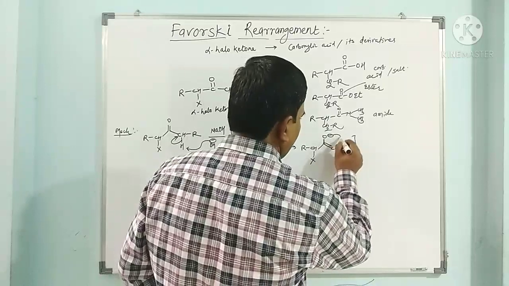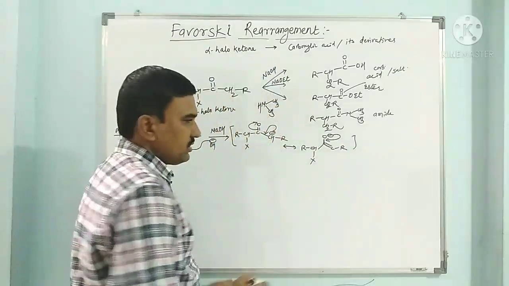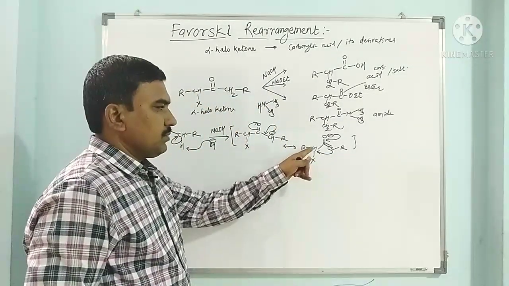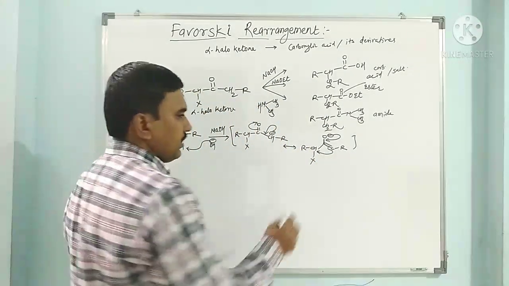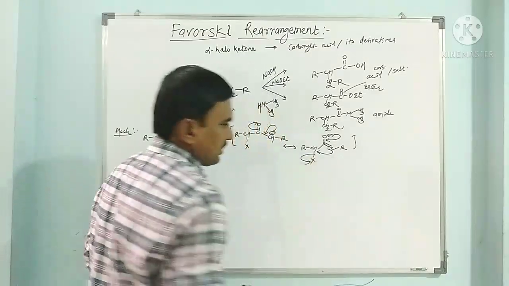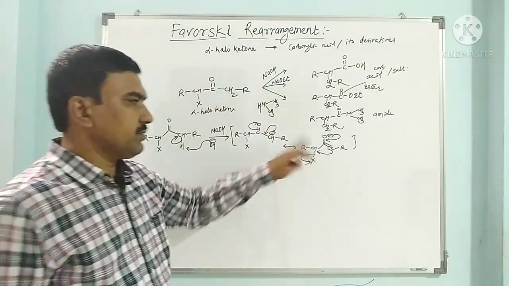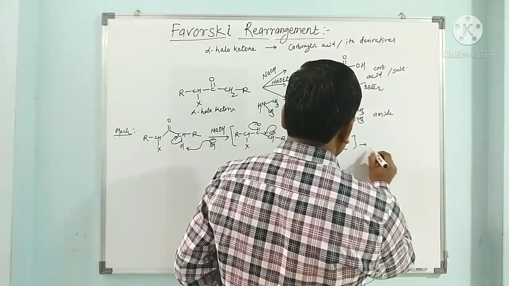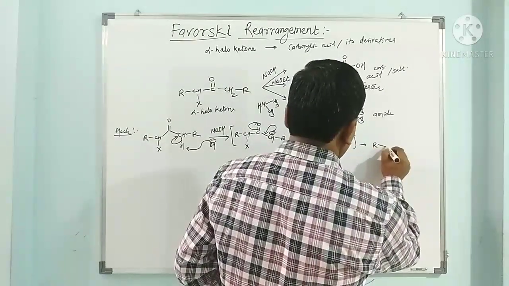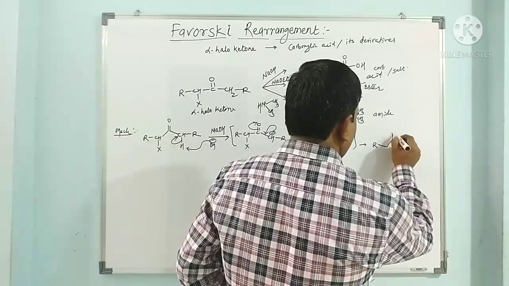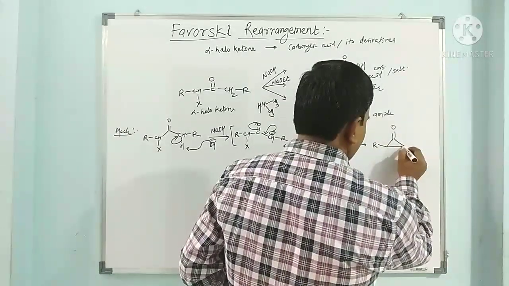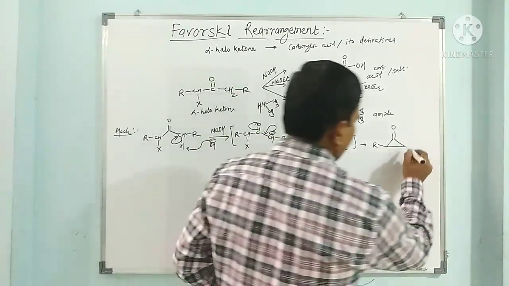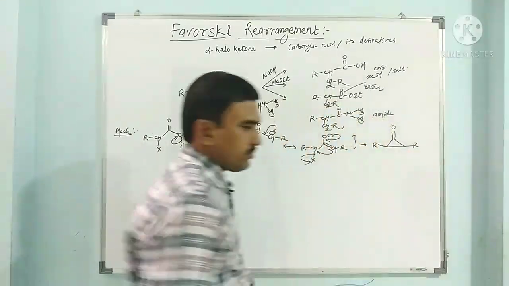Now this carbanion enolate attacks on this carbon. How? This electron density returns to this, and this attacks through this carbon to the other alpha carbon having halogen. The halogen departs with its electron pair, and we get here cyclopropanone. We get here this R, this is CH double bond O. Now this is also here again CH, here there is R.